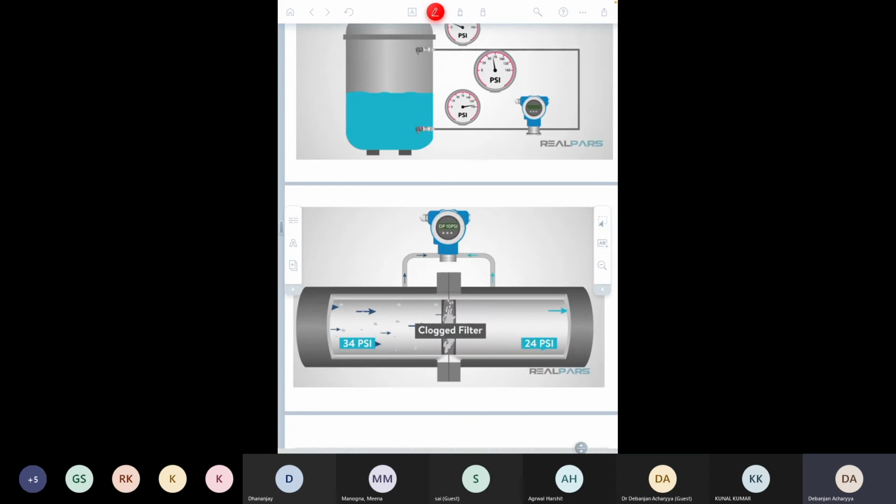For example, if this is a flow line and you have a filter over here, by using the differential pressure measurement unit you can detect whether the filter is clogged or not. What does it mean? If the filter is not clogged, the pressure in this region and in this region will be the same. But if the filter is clogged, pressure will build up in this particular region, and therefore you will find there is a pressure difference between this region and this region.